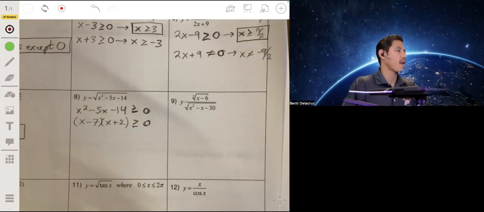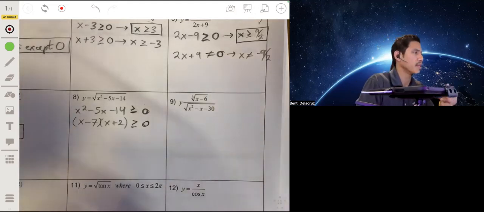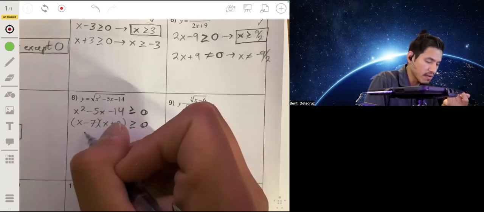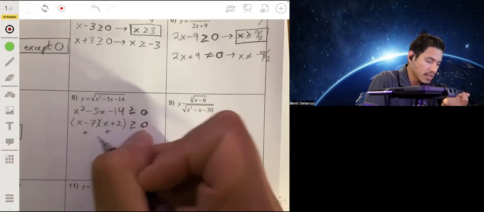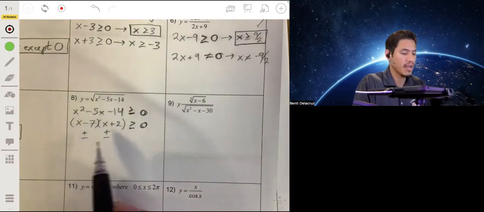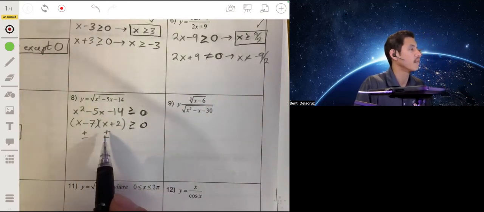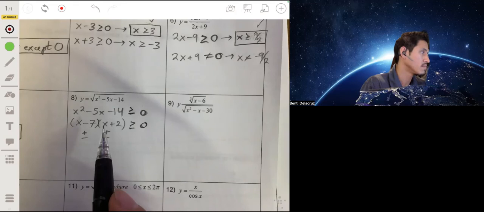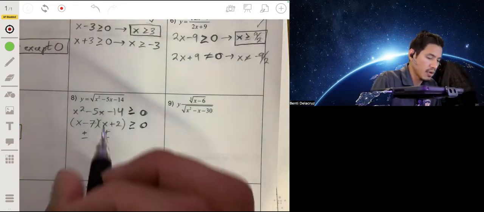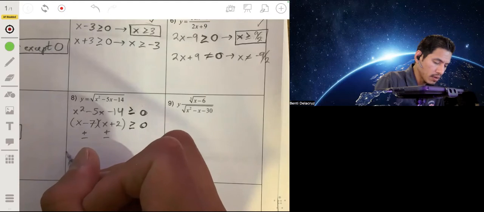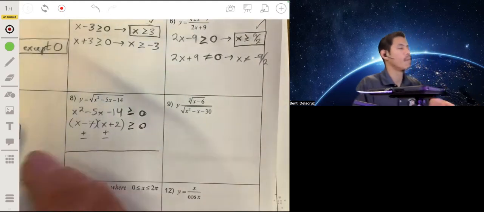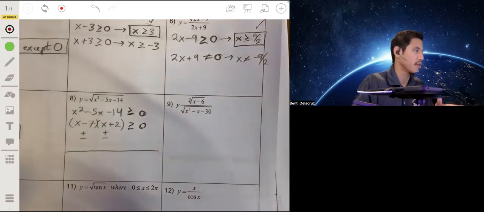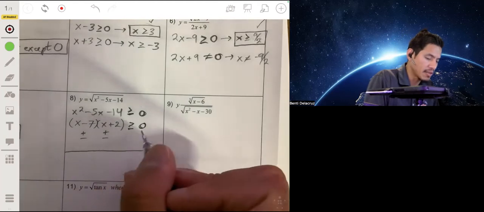Now let's think a bit. In order for a product to be positive, either they both have to be positive or they both have to be negative. So either this has to be positive and that has to be positive, or this has to be negative and this has to be negative. If they're opposites, then this quantity will be negative. So let's mess around with some potential numbers that we can multiply to gain some understanding of how this would work.